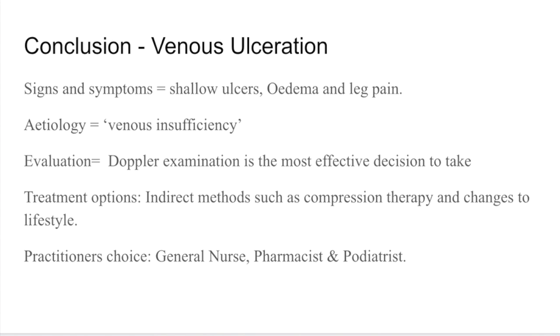We explored that the main signs and symptoms for venous ulcerations involve shallow ulcers, oedema, and leg pain. We summarized the etiology of venous ulcers as secondary lesions caused by the primary condition, venous insufficiency. From our research, we concluded that the Doppler examination is the most effective method of diagnosis because it will exclude venous disease and valve reflux.